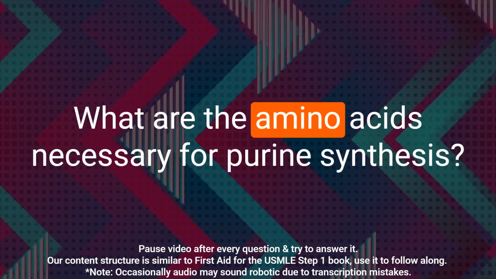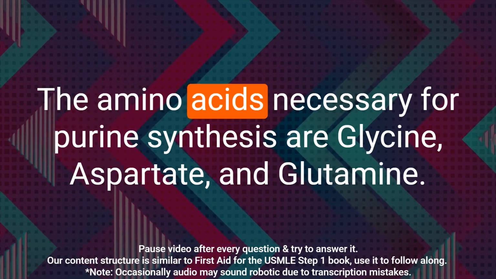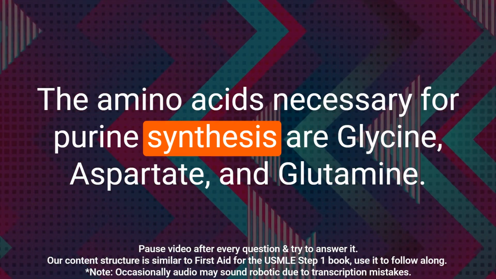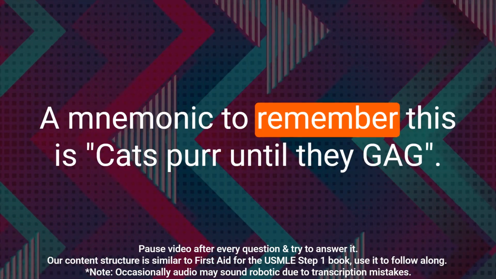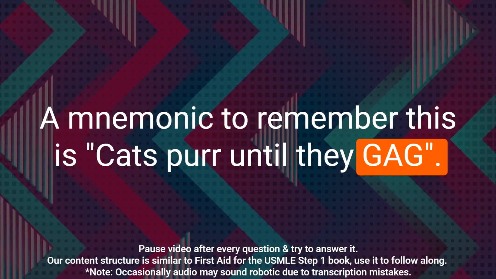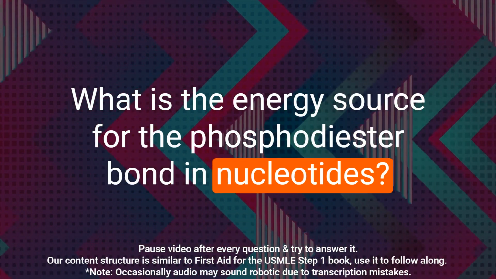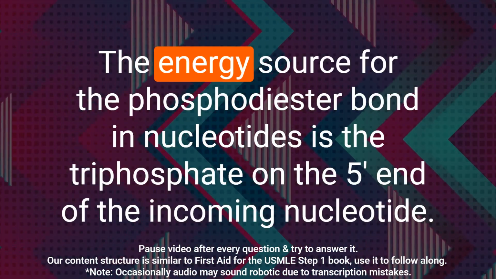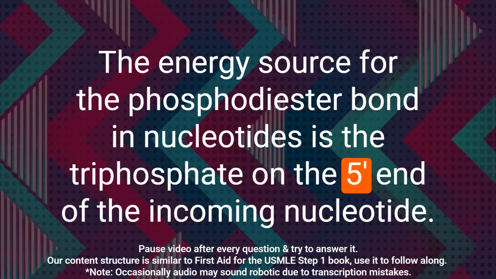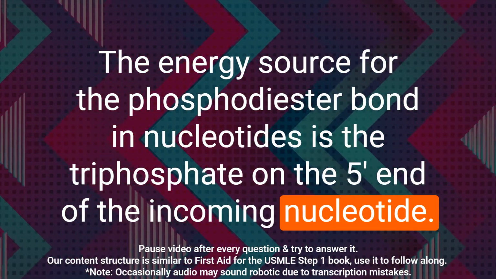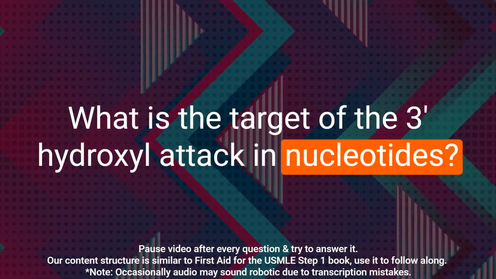Question: What are the amino acids necessary for purine synthesis? Answer: The amino acids necessary for purine synthesis are glycine, aspartate, and glutamine. A mnemonic to remember this is "cats purr until they gag." Question: What is the energy source for the phosphodiester bond in nucleotides? Answer: The energy source for the phosphodiester bond in nucleotides is the triphosphate on the 5' end of the incoming nucleotide.